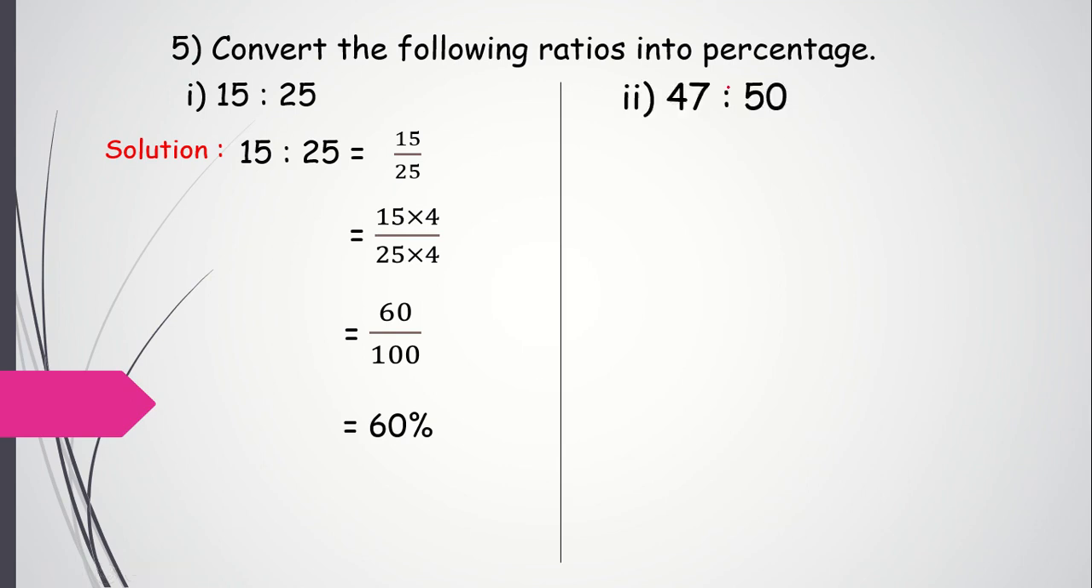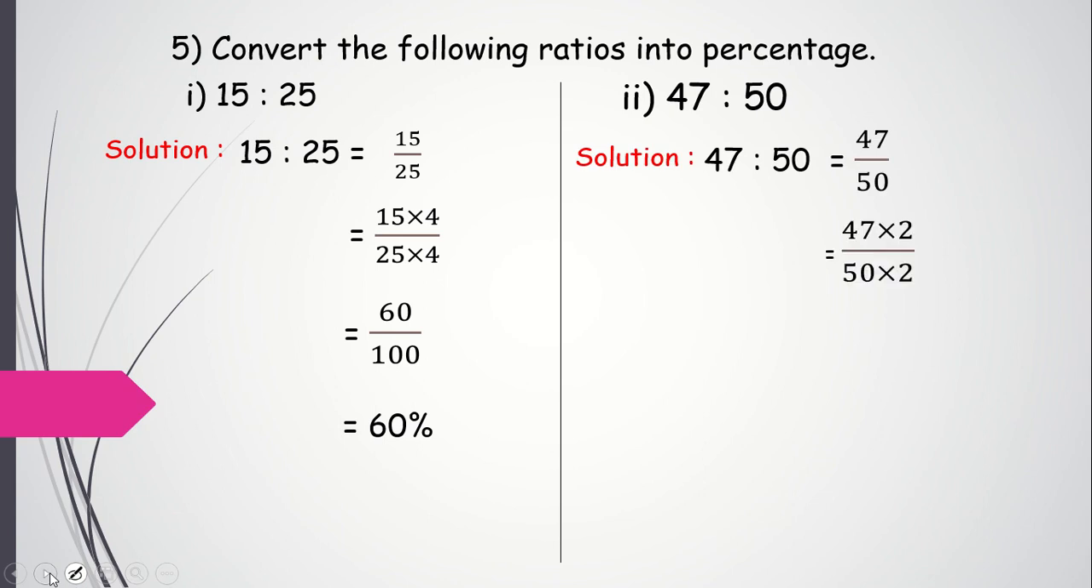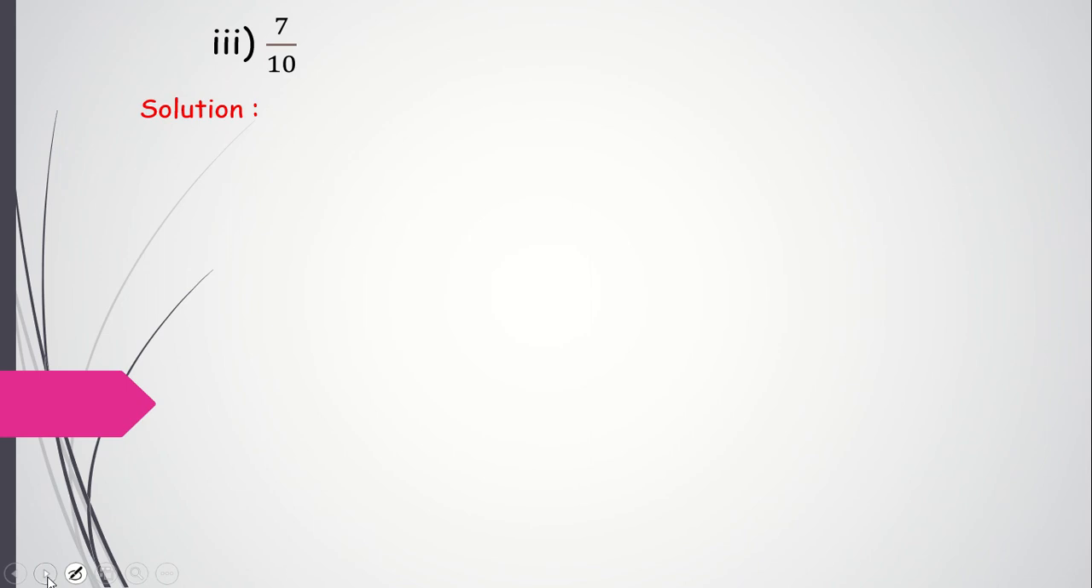Here also it is easy to get 100, 50 twos are 100. So multiply numerator and denominator by 2. So we get 100 in the denominator, which means this is 94%. Here also it's easy to get 100, 10 tens are 100. So that's 70%.